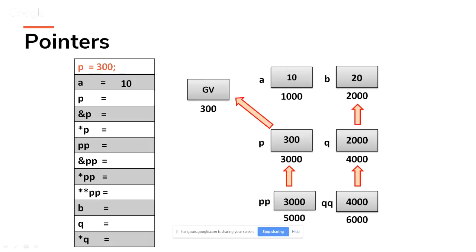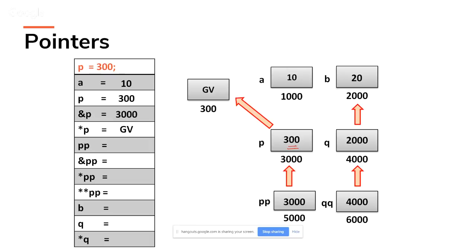When I give P, P is a pointer variable which is holding an address, not a value. It is holding an address 300. So 300 will be printed. If I give ampersand P, what is the address of the pointer variable P? 3000. Good. Star P, what do you mean by star P? P is holding an address 300. In that address 300, what is the value stored? Which is nothing but a garbage value. The answer is garbage value.